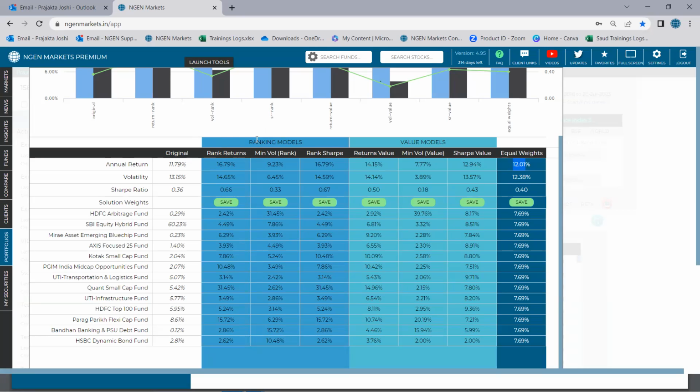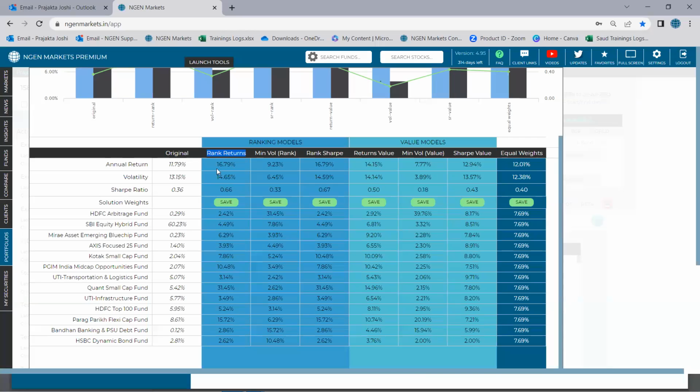Now, let me explain the ranking models and the value models. Ranking models follow a pretty concentrated approach. What do I mean by concentrated approach? If we consider rank returns, for example, which is the first sub model in the ranking models, what this aims to do is maximize the return of the portfolio irrespective of any other parameters. Irrespective of the fact that volatility gets increased, fine, I don't care. I just care about the returns. This is what the model says.